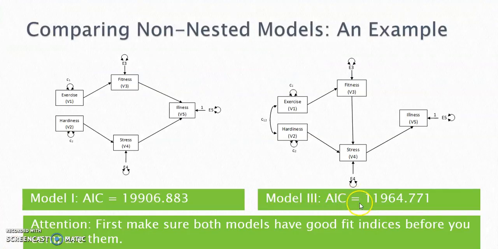Models with lower AIC values are considered as better. So between the two models, Model 3 is perceived as fitting the data better than Model 1. I'm going to repeat myself one more time here. Before you compare alternative models, you want to make sure the models you're comparing both have good fit indices.